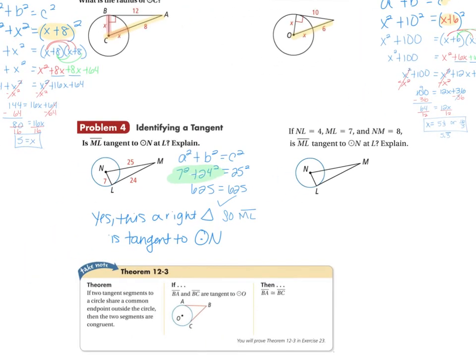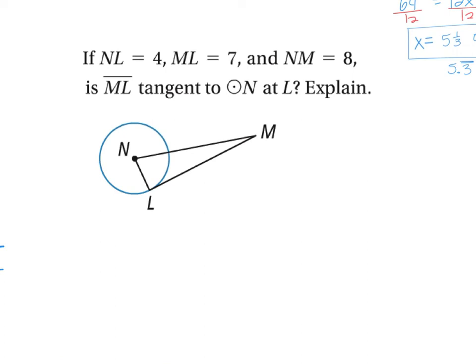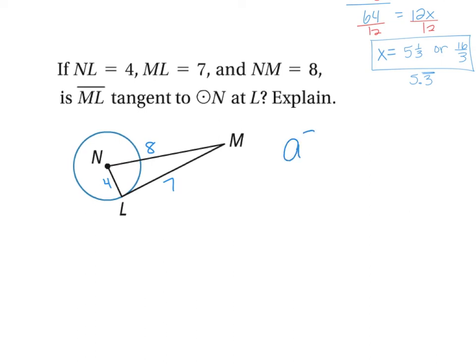Okay, so we're going to do another one. This time they don't label it for you, but that's okay. We'll just throw our labels on there. So if NL is 4, ML is 7, and NM is 8. We're going to see if this passes the Pythagorean theorem. So a squared plus b squared equals c squared. The one that really matters is your c. So you get, I'm skipping steps, 8 squared. And the other side, 4 squared plus 7 squared.